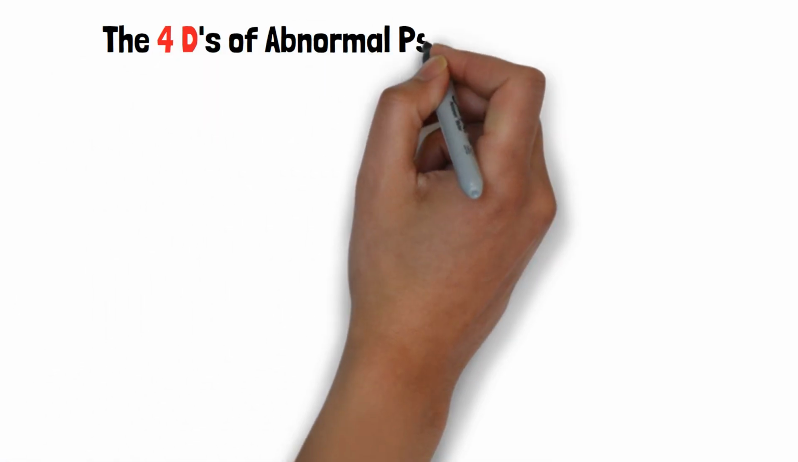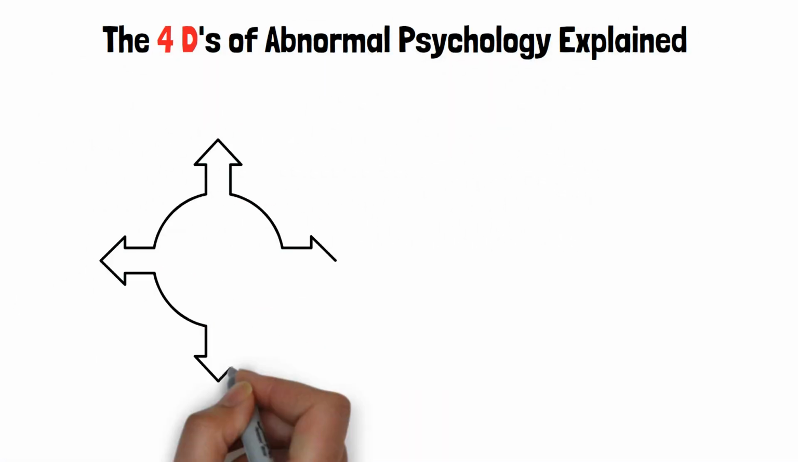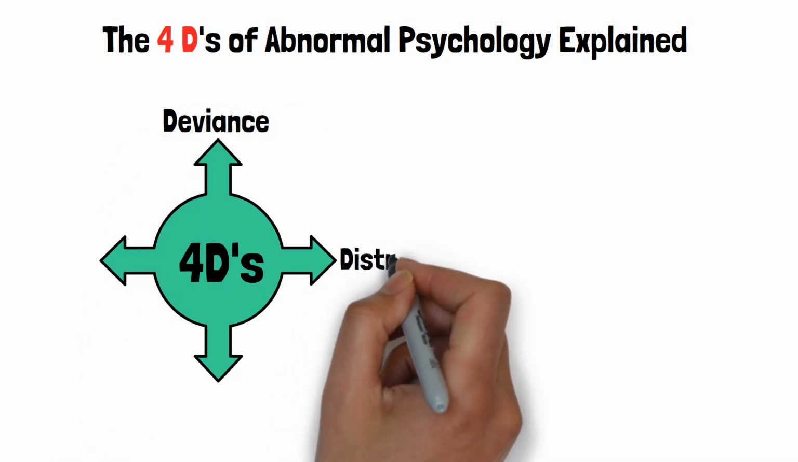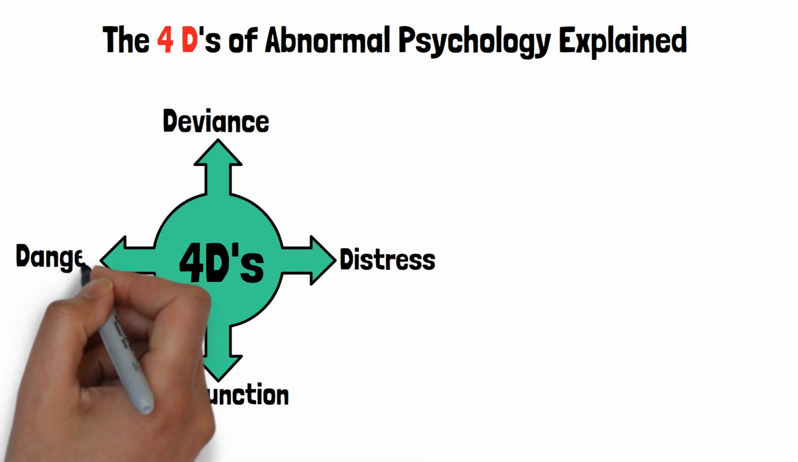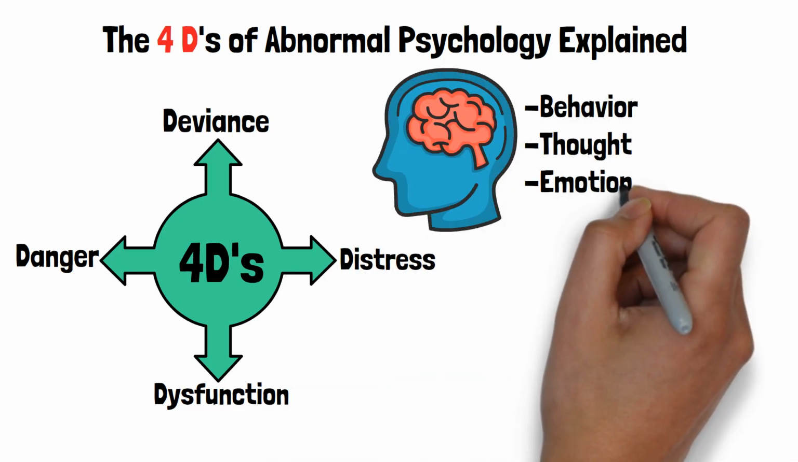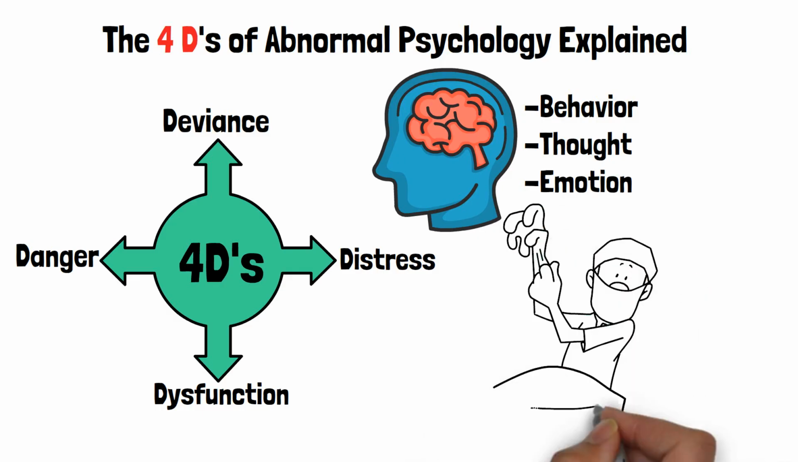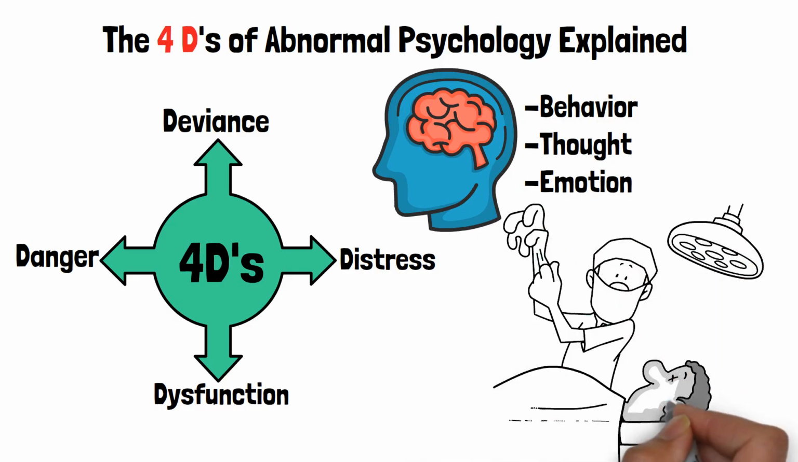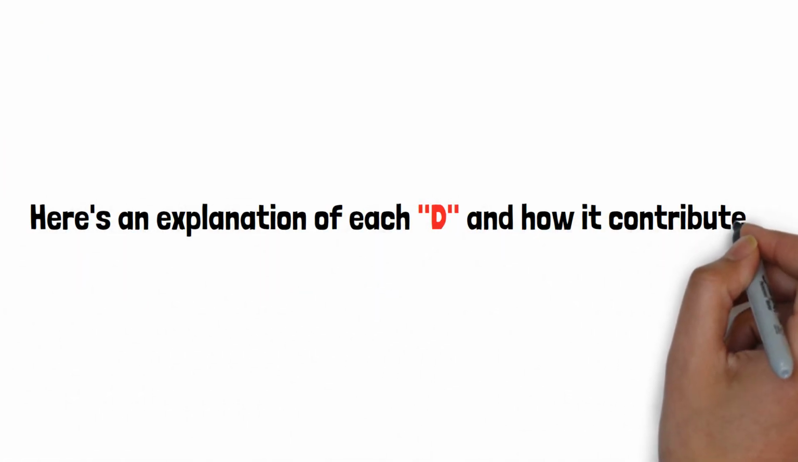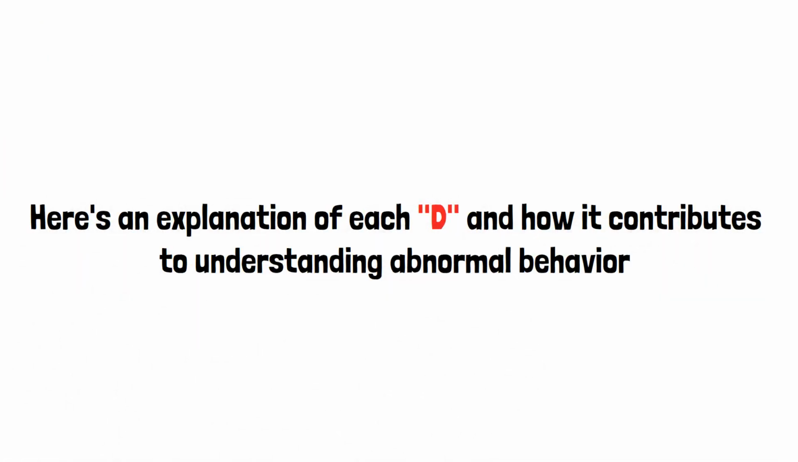The 4 Ds of abnormal psychology explained. In abnormal psychology, the 4 Ds, deviance, distress, dysfunction, and danger, are core criteria used to assess whether a behavior, thought, or emotion might be considered abnormal. These factors help mental health professionals evaluate and diagnose psychological disorders while considering the cultural and individual context. Here's an explanation of each D and how it contributes to understanding abnormal behavior.